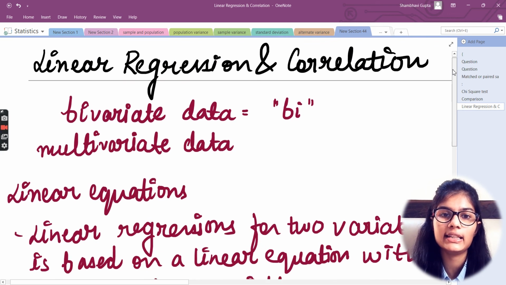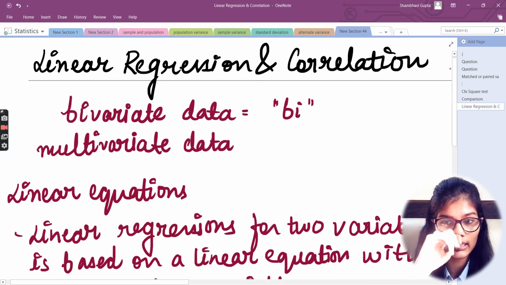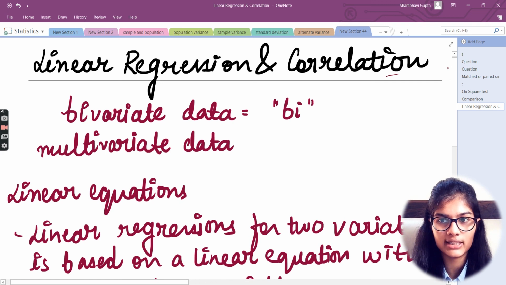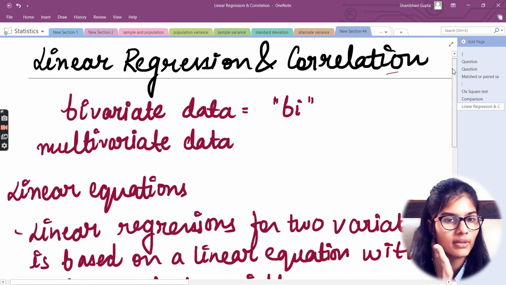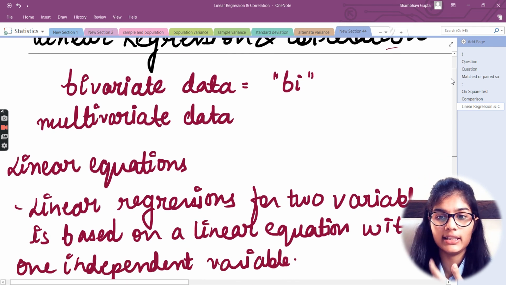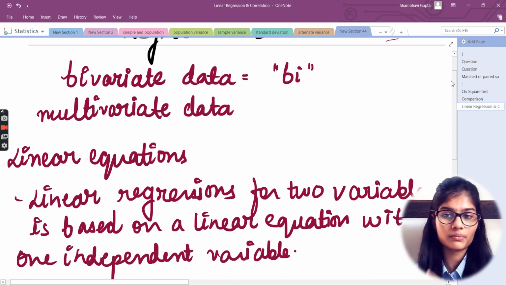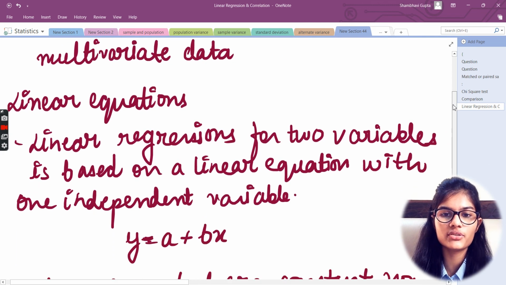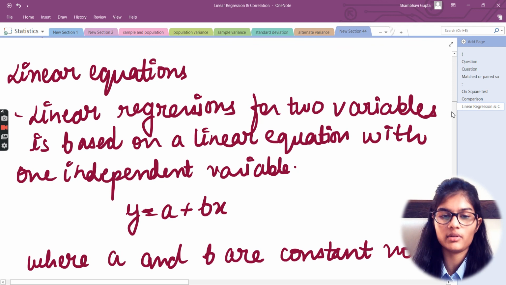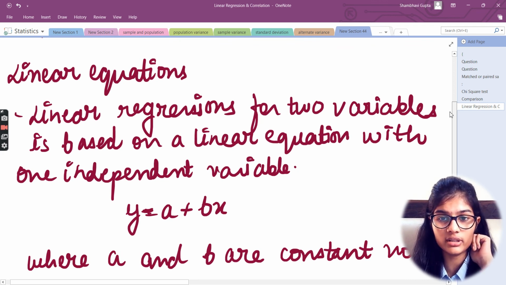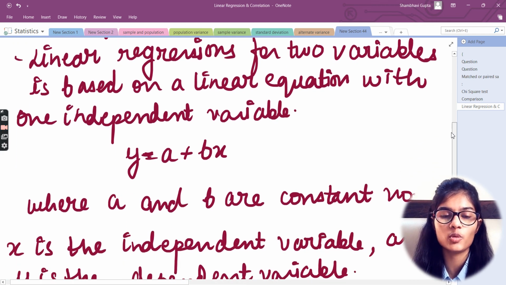So when we talk about linear regression or correlation, two terms come. The first one is bivariate data, that is bi, and the second one is multivariate data, that's basically for multiple variables. Now, when we talk about linear equations, the linear regression for two variables is based upon a linear equation, which shall have one independent variable, right?